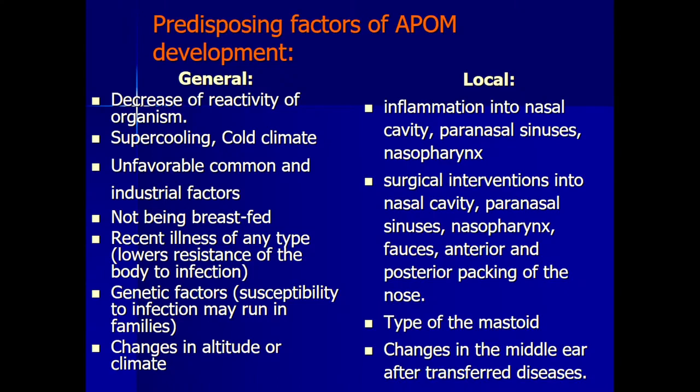Some predisposing factors for acute otitis media may be general and local. In general: decreased reactivity of the organism, supercooling, cold climate, unfavorable common and industrial factors, not being breastfed, recent illness of any type, low resistance of the body to infection. Genetic factors susceptible to infection may run in families. Changes in climate. And local: inflammation in the nasal cavity, paranasal sinuses, nasopharynx. Surgical intervention in the nasal cavity, paranasal sinuses, nasopharynx. Anterior and posterior packing of the nose. Very important is the type of the mastoid process. Changes in the middle ear after previous diseases.